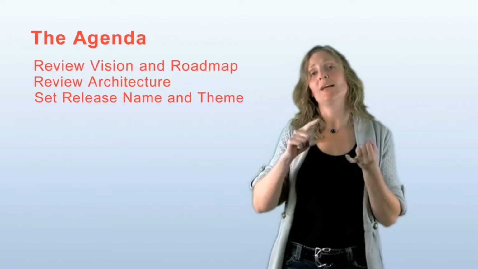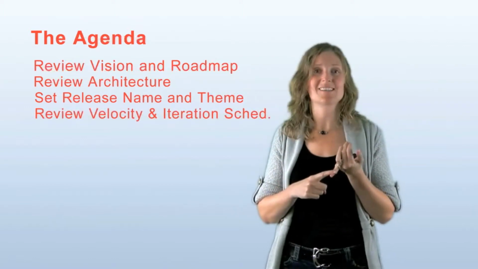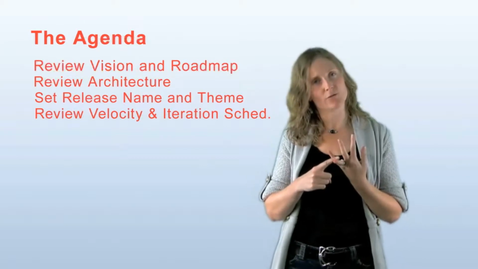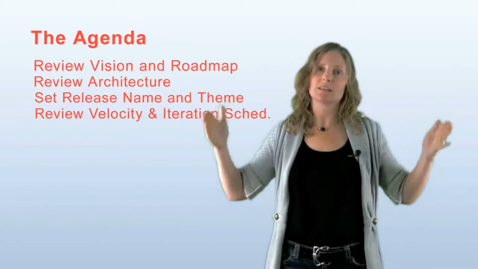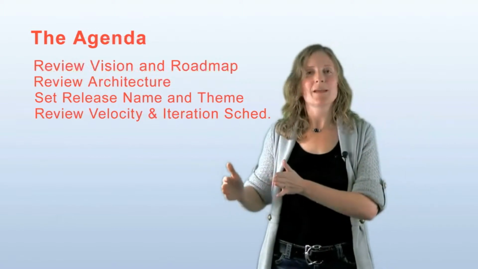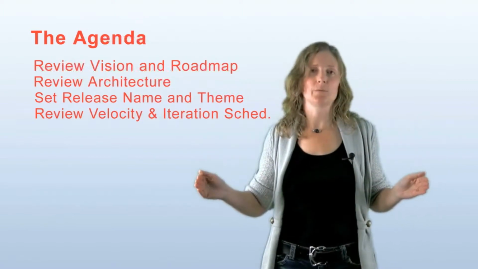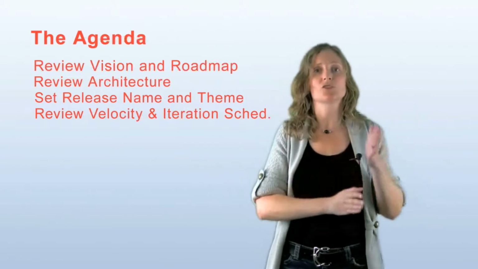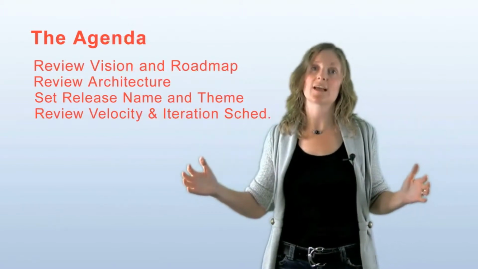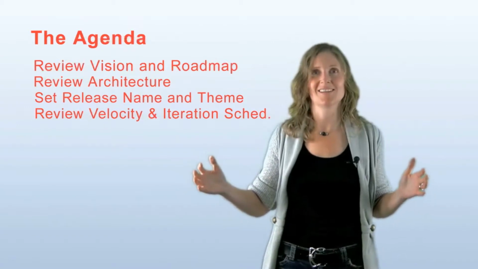Next, we want to review the team's velocity from previous iterations and releases, as well as the iteration schedule for this release. Remember that a release time box is made up of a series of iterations. We want to make sure that we know how many iterations will be in this release and when each of those start and end, so we can think about how to best distribute our stories and work across those iterations.